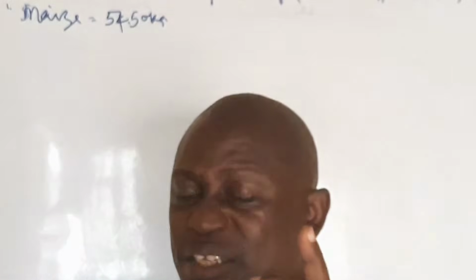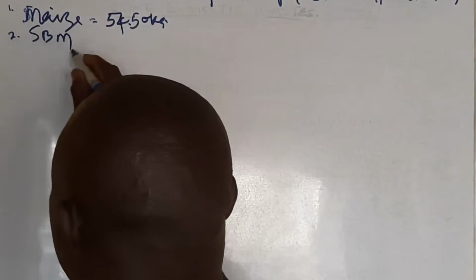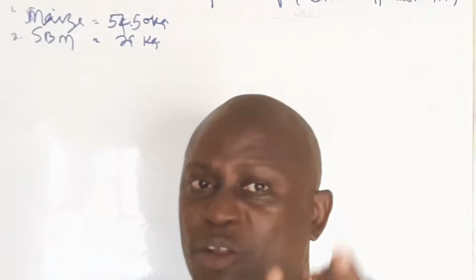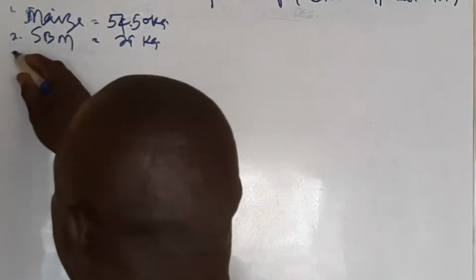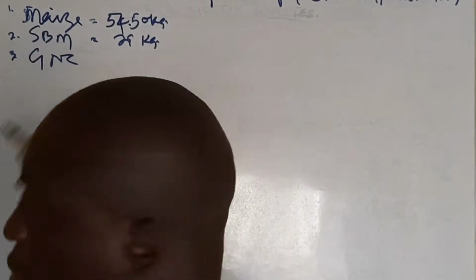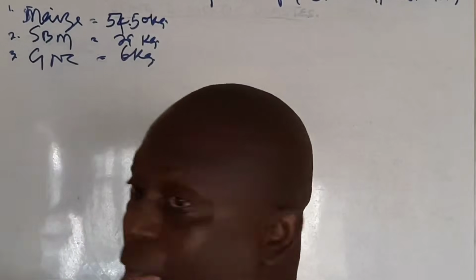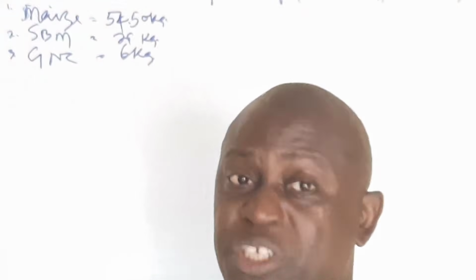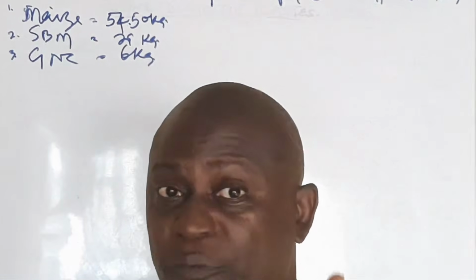Next one is soya bean meal. Soya bean number 2. We call it SBM. We are using 29 kg. Our next ingredient is groundnut cake meal, GNC. Number 3. Our GNC is 6 kg. Our next ingredient is fish meal. The fish meal used here is local fish meal, which is about 60% crude protein, but we're using only 4 kg of it.